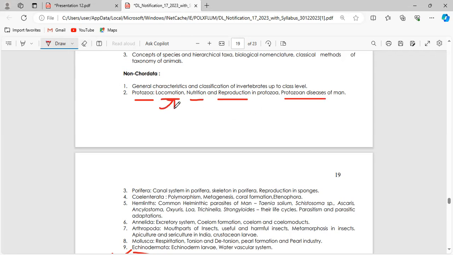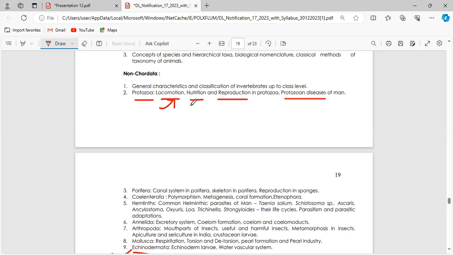First, let's take locomotion. In locomotion, you should know what locomotion is, what the locomotory organelles used by organisms placed under Protozoa are, what the special features of those organelles are, and what types of locomotion are seen in protozoans. Generally, there are different types: ciliary movement, amoeboid movement, flagellar movement, paddle stroke movement, and metabolic movement. All these types of movement will be discussed in detail here.